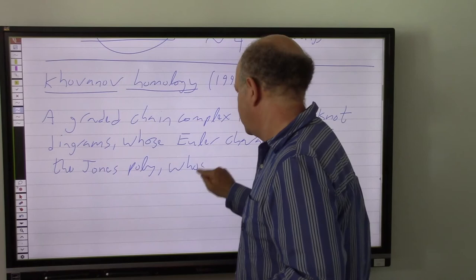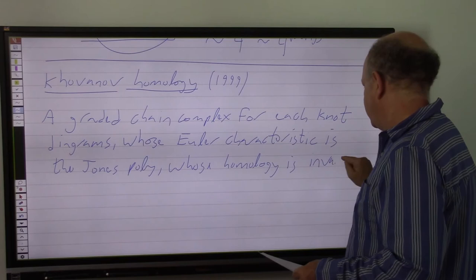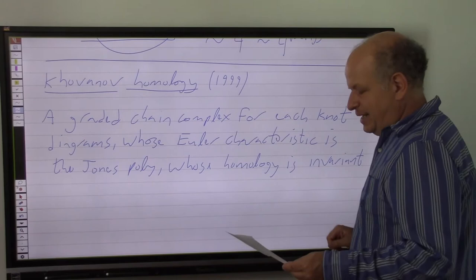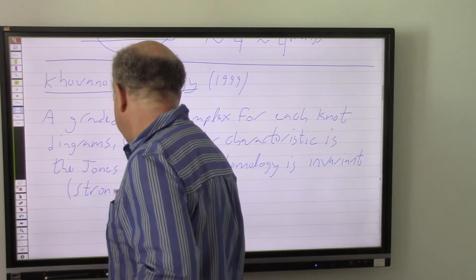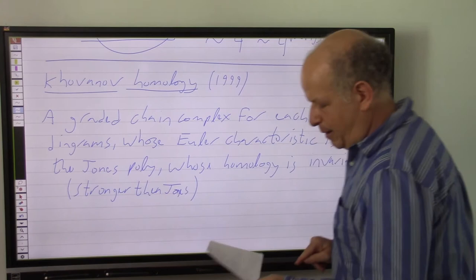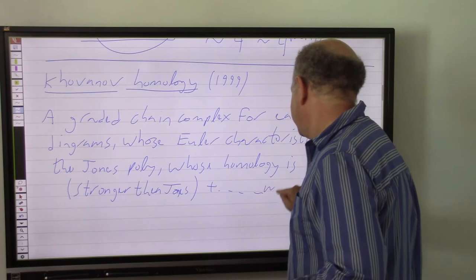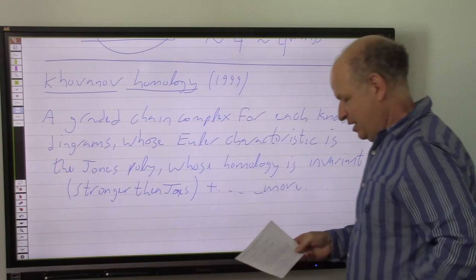whose homology is invariant, so does not change if you do the Reidemeister moves, and in fact it's an invariant which is stronger than the Jones polynomial. If it wasn't stronger than the Jones polynomial, it would probably be less interesting. Stronger than Jones. Actually, there is more. So he finds it even a little bit more than what I said. But already what I said was a big surprise.